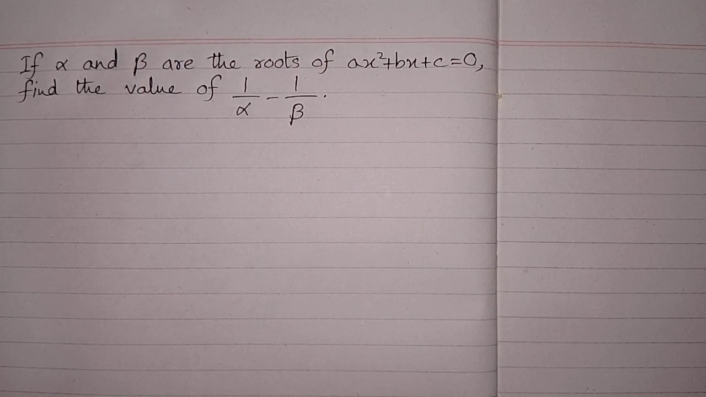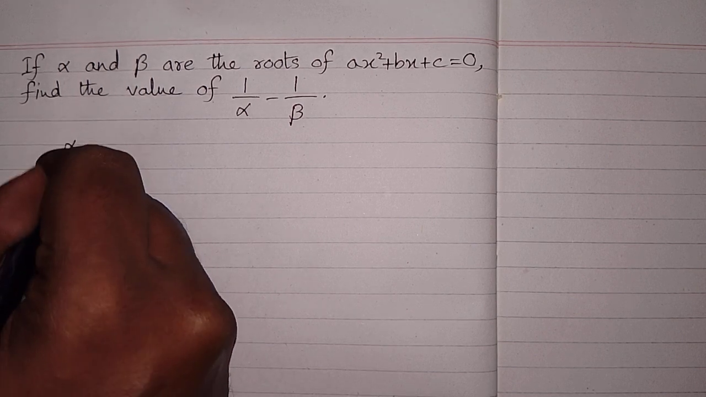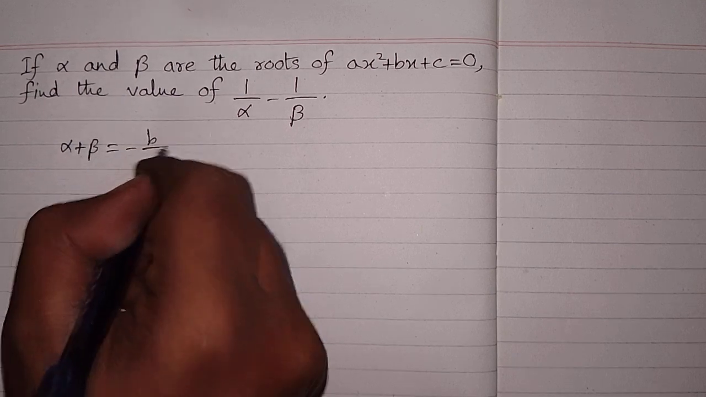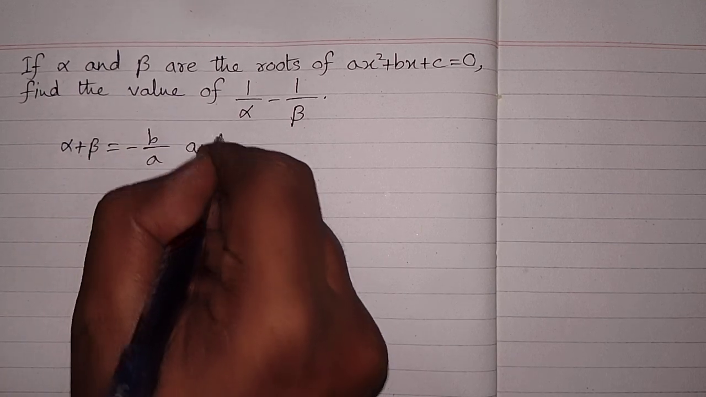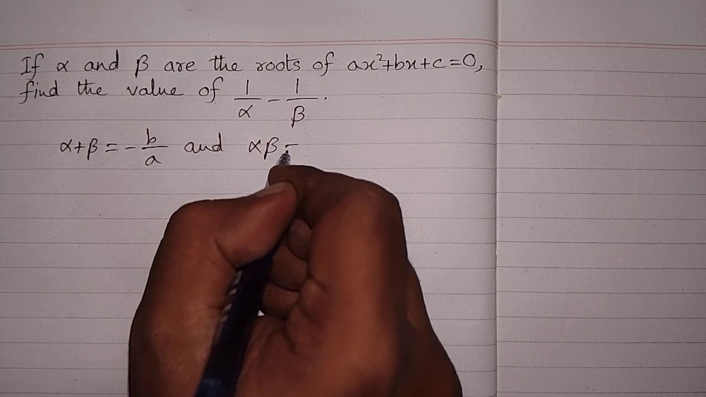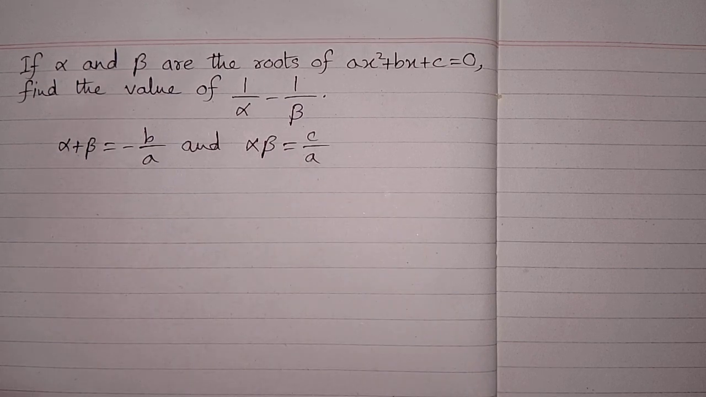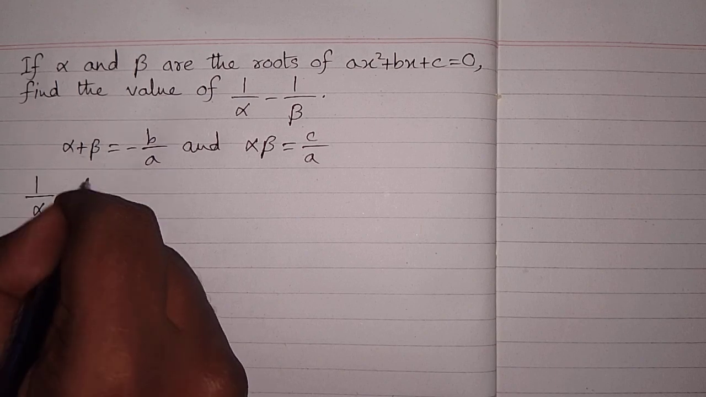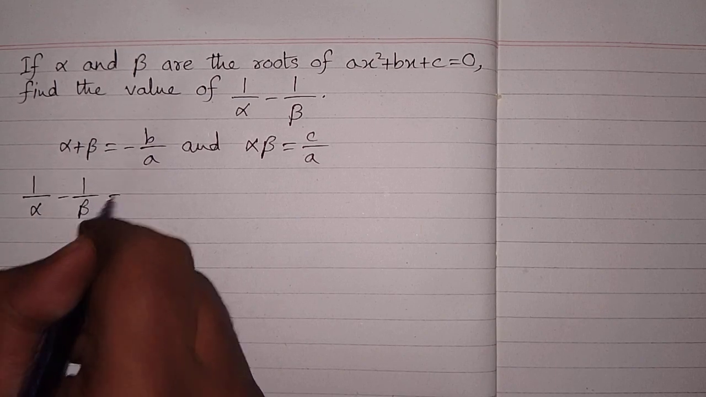If alpha and beta are the roots of ax square plus bx plus c is equal to 0, then find the value of 1 upon alpha minus 1 upon beta. So we know that the sum of the roots alpha plus beta equals minus b upon a, and the product of roots alpha beta is equal to c upon a. Now we have to find the value of 1 upon alpha minus 1 upon beta.